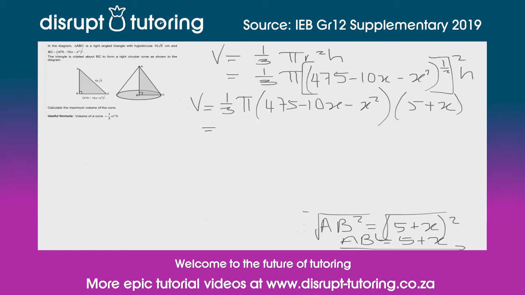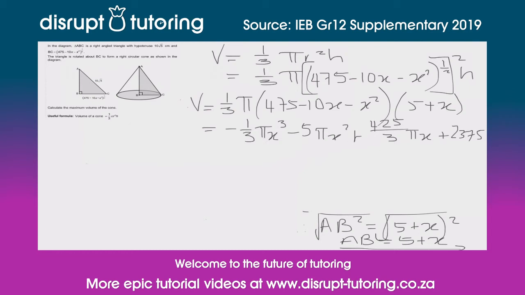And once we've done that, we're going to find ourselves at a point of minus 1 over 3 pi x cubed minus 5 pi x squared plus 425 over 3 pi x, and then we've got plus 2375. So it gets us to that point, right? Once we've multiplied this out and simplified it, we get that expression. Now we've found an expression for the volume of the cone.